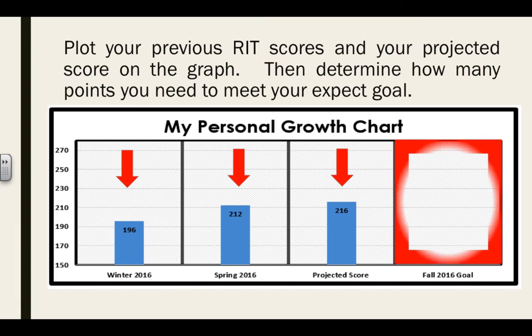The final column is probably the most important. This is where you will plot your next level of proficiency, which will be your fall 2016 goal. This is where you determine what's needed to take you from basic to proficient or proficient to advanced.